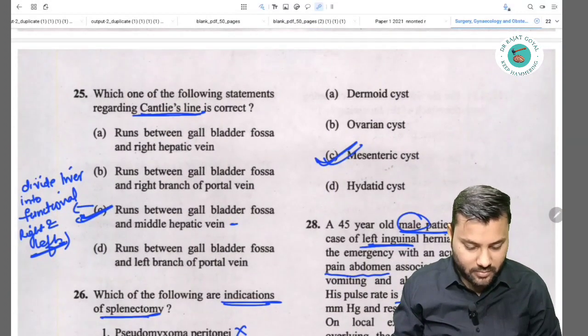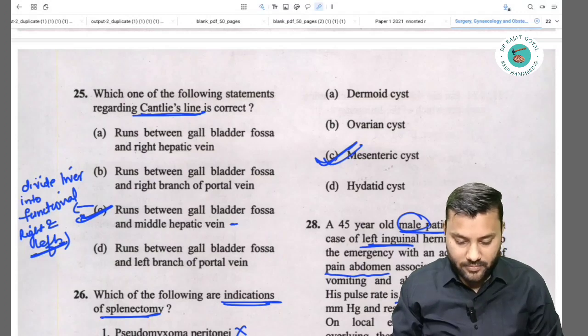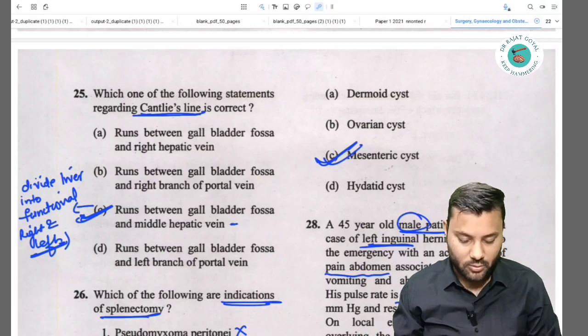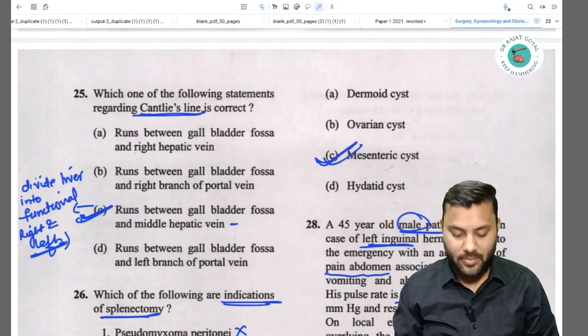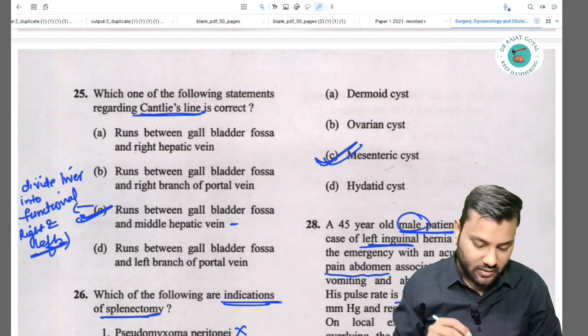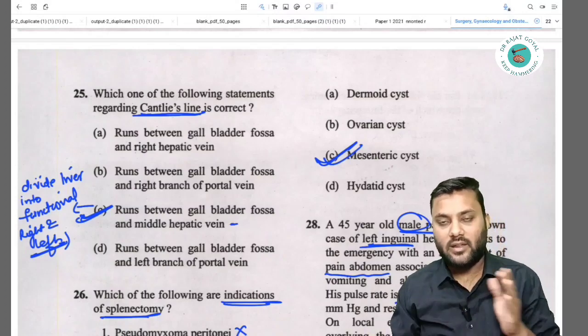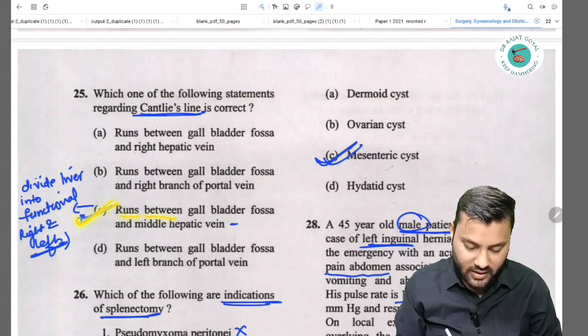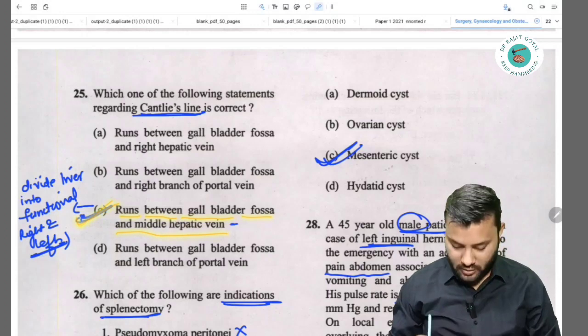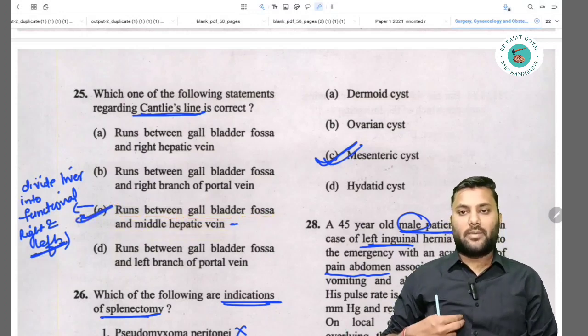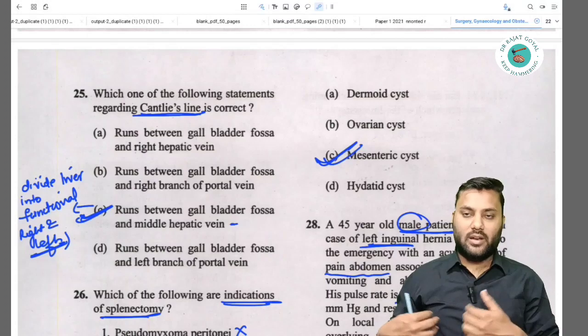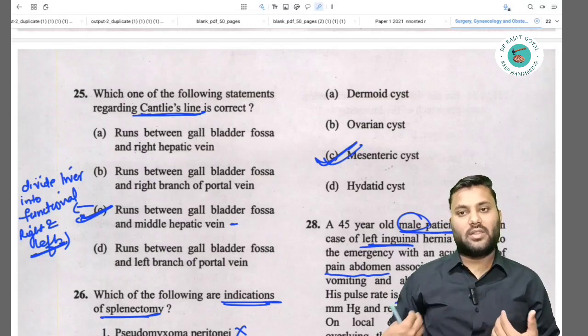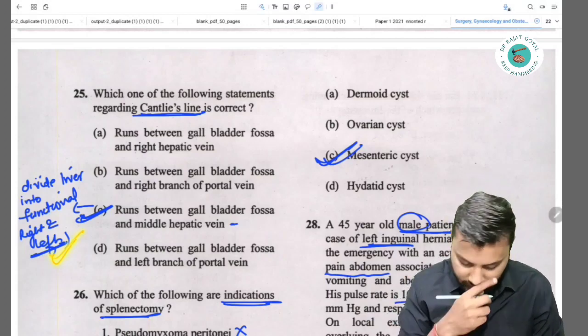Which of the following statements regarding Cantlie's line is correct? We know that Cantlie's line runs between the gallbladder fossa and the middle hepatic vein, so it will divide the liver into the functional right and left parts. So answer C is correct, because it is a line which runs between the gallbladder fossa and the middle hepatic vein, dividing the liver into the left half and the right half. So the answer here will be C.